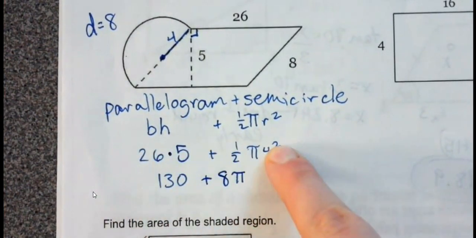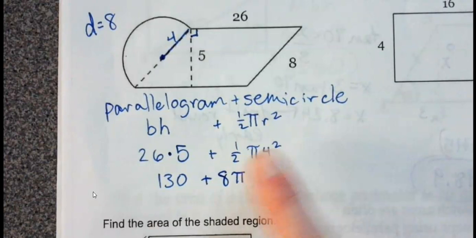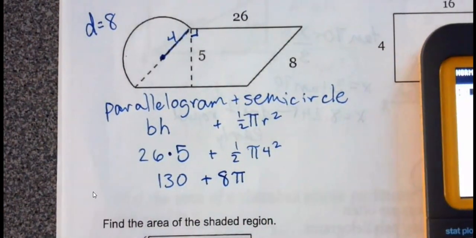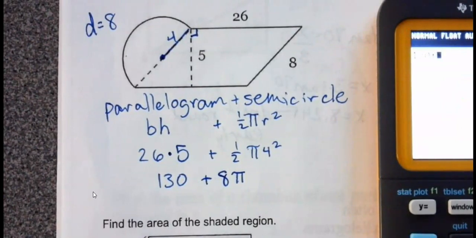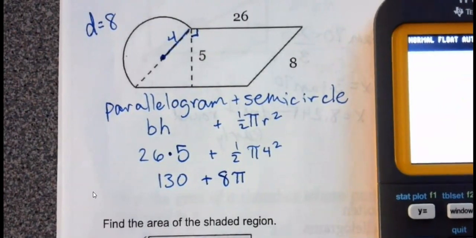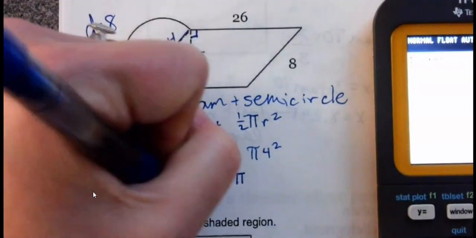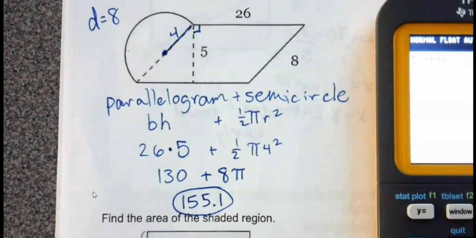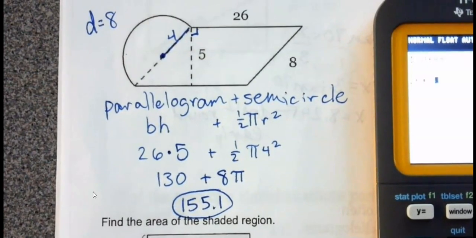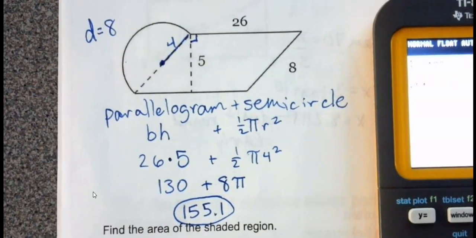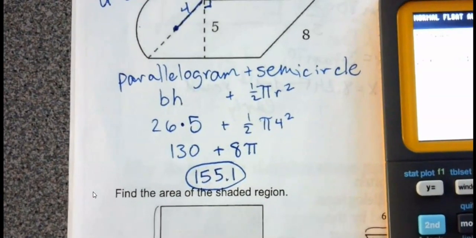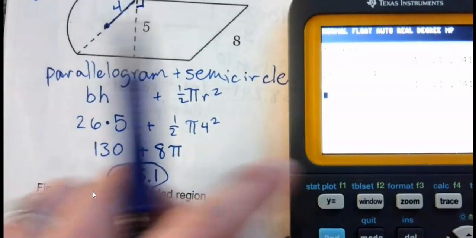You could just put this entire thing into the calculator, and it would give you the answer, or you can put this more simplified version into the calculator. 130 plus 8 times pi, and you're going to get 155.1. So, however you want to do it. If you want to do 26 times 5 plus half times pi times 4 squared, you're going to get the same thing. Oh, I cannot see that.